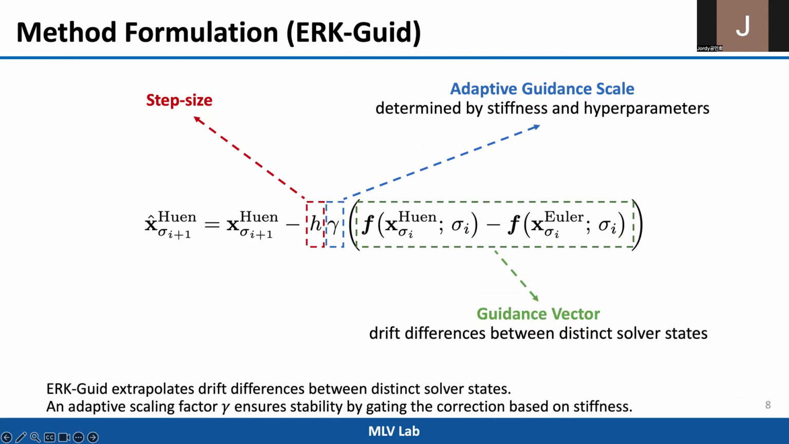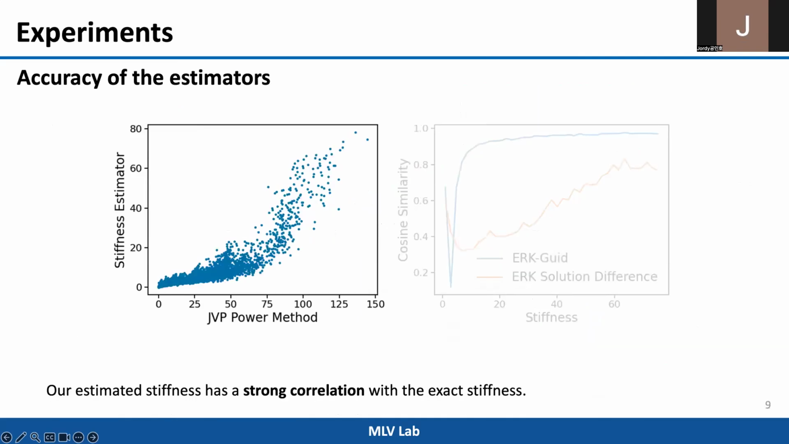Notice that it works similarly to conventional guidance by extrapolating a difference, but it uses distinct solver states instead of different models. Also, our adaptive scaling factor gamma ensures stability by activating only when the stiffness is high. This guidance equation is derived from the exact LTE formula, so please refer to our paper for the detailed mathematical derivation.